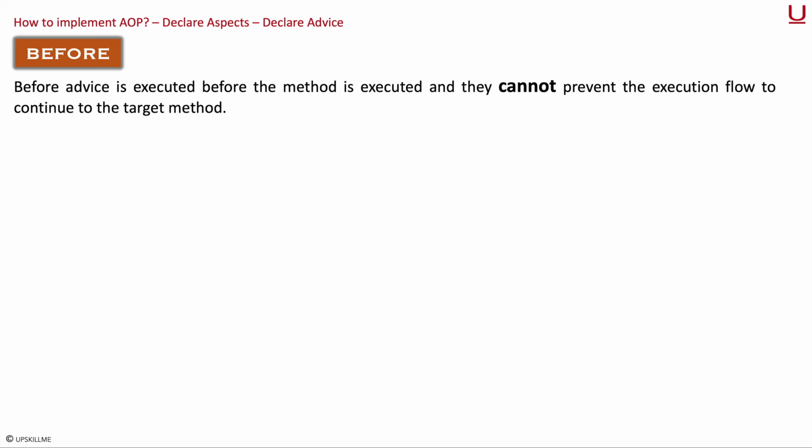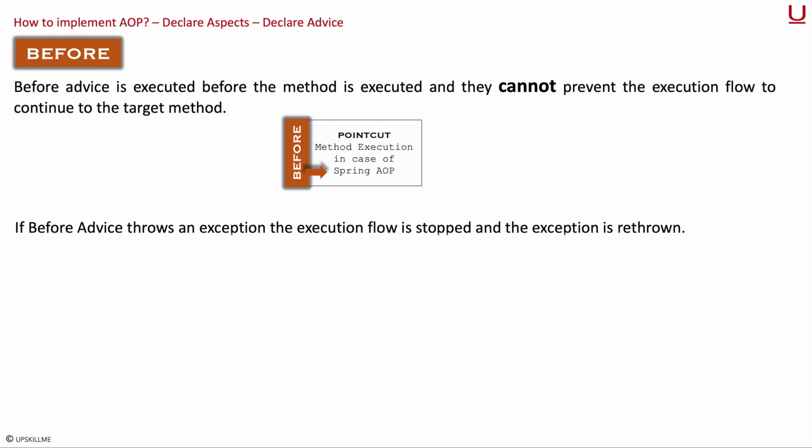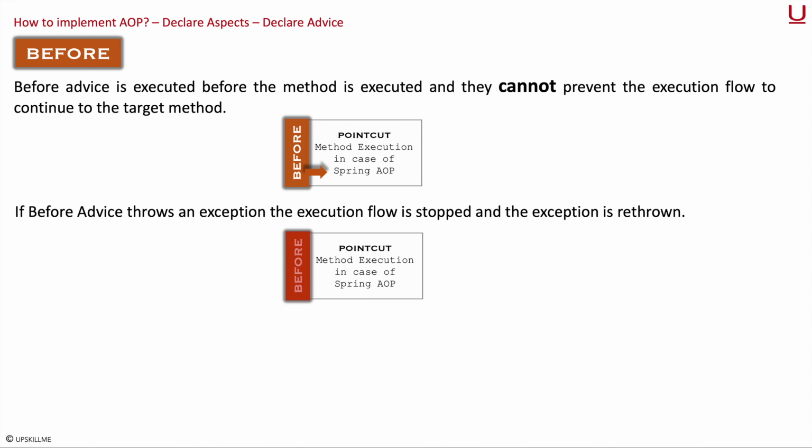Before advice. Before advice is executed before the method is executed, and it can't prevent the execution flow from continuing to the target method. If before advice throws an exception, the execution flow is stopped and the exception is rethrown. You can declare before advice in an aspect by using the Before annotation.